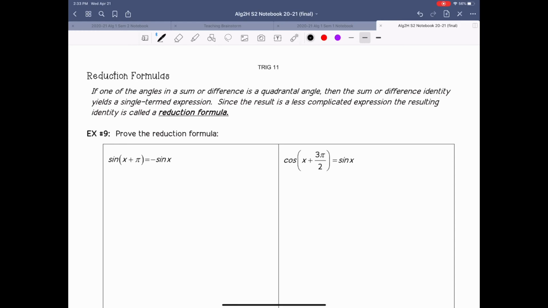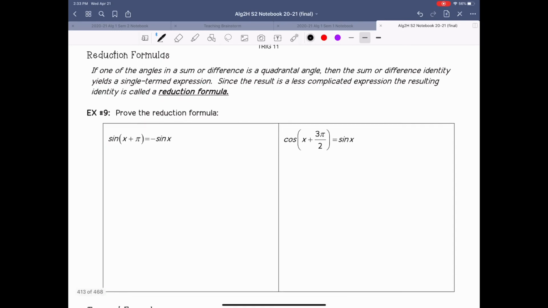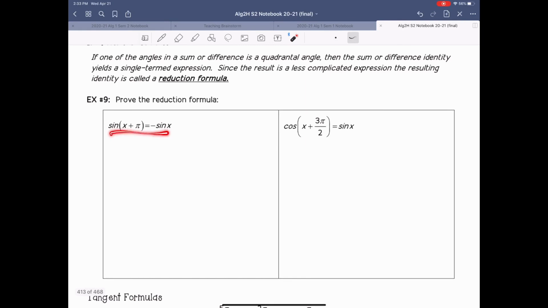All right, so let's go ahead and look below at example number 9. We have 2 reduction formulas listed, and what we have to do is take each of these and prove them. So let's start with the sine of x plus pi equals negative sine of x. I'm going to work with one side. Let's work with the left-hand side because that looks more involved. And looking at that left-hand side, I can absolutely expand that using the sum and difference identities.